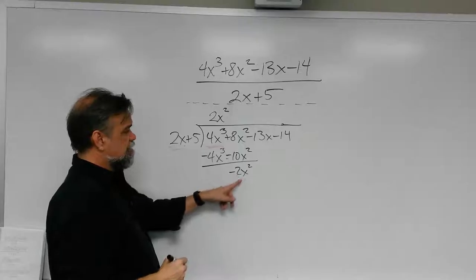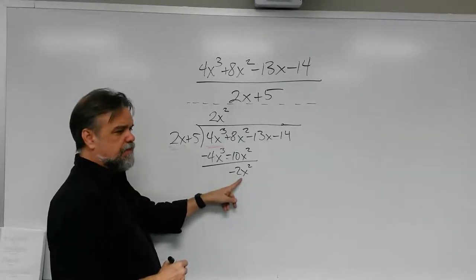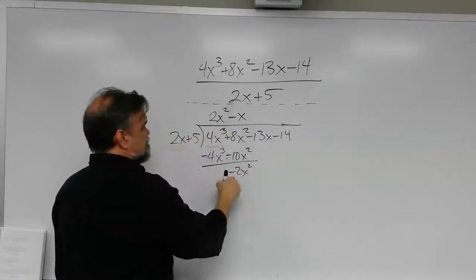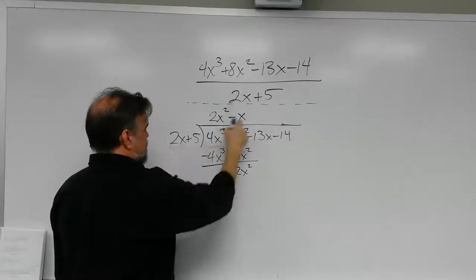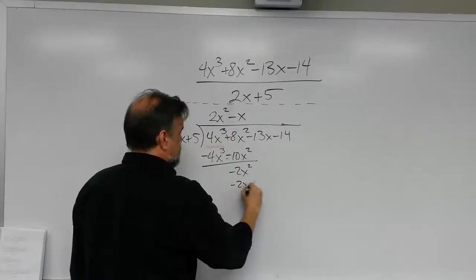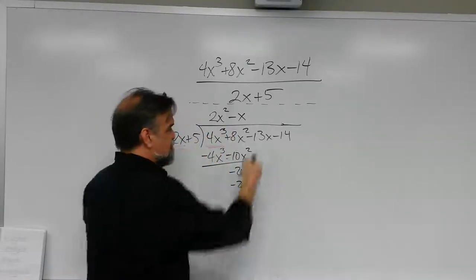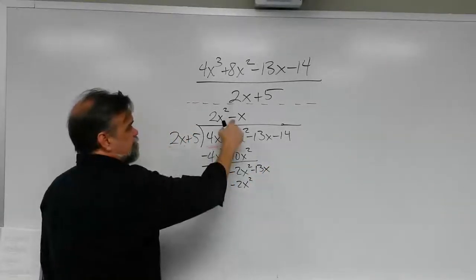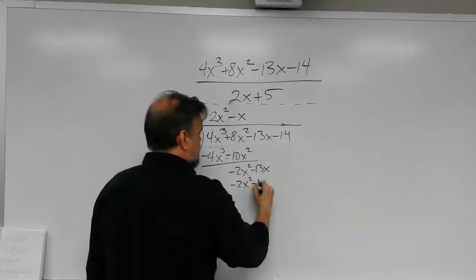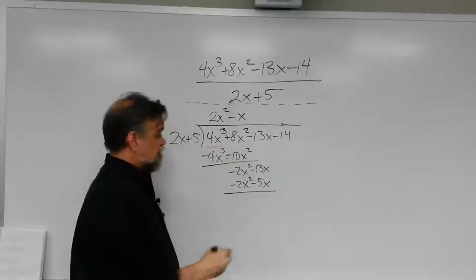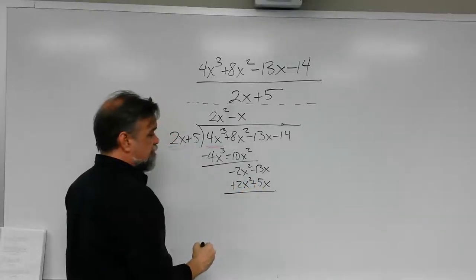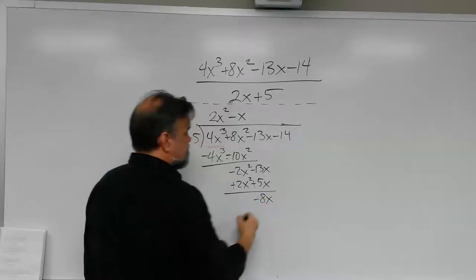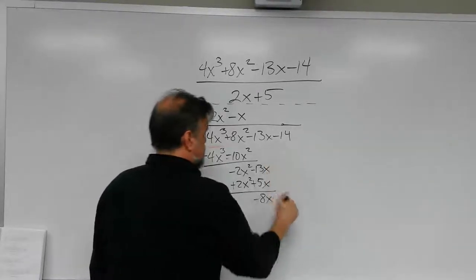How many times does 2x go into negative 2x squared? Well, negative x, right? Because negative times positive is negative, and negative x times 2x is negative 2x squared. I keep forgetting this. I forgot to drop down the negative 13x, okay? Negative x times positive 5 is negative 5x. Again, change the signs and add them up. And I get negative 13x plus 5x, which is negative 8x. I'm not going to forget this time. Drop down the minus 14.